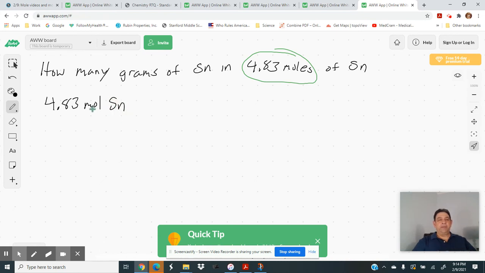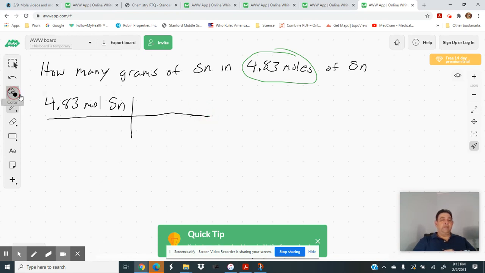It kind of cracks me up because the whole word is MOLE, right? But we can't use M because M is meters. MO, just MO, would be months. MOL is the smallest we got. So all we're doing is taking off an E.